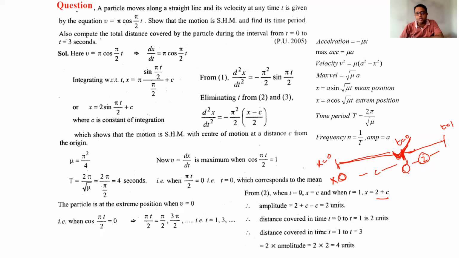So how will this amplitude come if we subtract this c from 2 plus c? So 2 plus c minus c equal to 2 units. So the distance covered in time t equal to 0 to t equal to 1 is 2 units. Therefore the distance covered in the time from t equal to 1 to t equal to 3, now let us talk about 1 to 3.